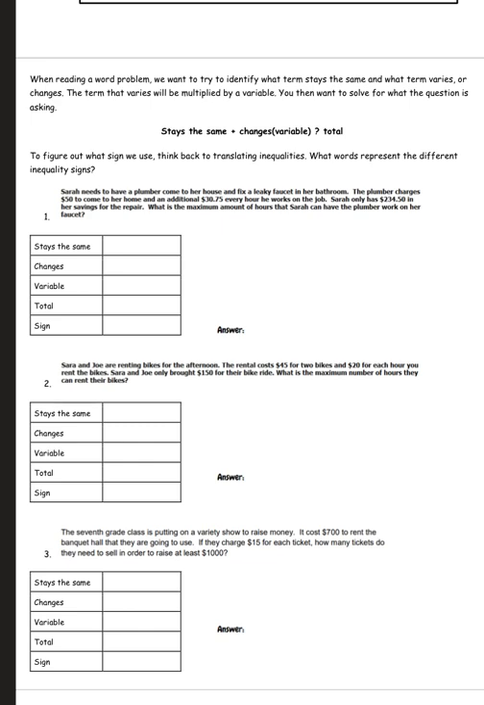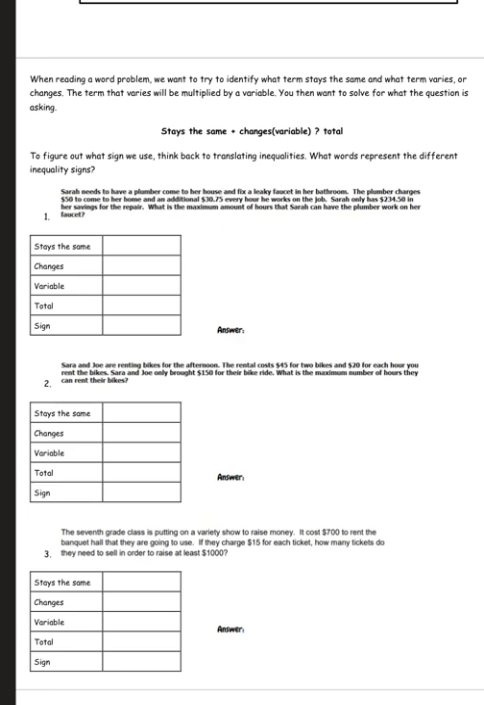All right, so let's take a look at this. It said Sarah needs to have a plumber come to her house to fix a leaky faucet in her bathroom. The plumber charges $50 to come to her home and an additional $30.75 every hour he works on the job. Sarah only has $234.50 in her savings for repair. What is the maximum amount of hours that Sarah can have the plumber work on her faucet?